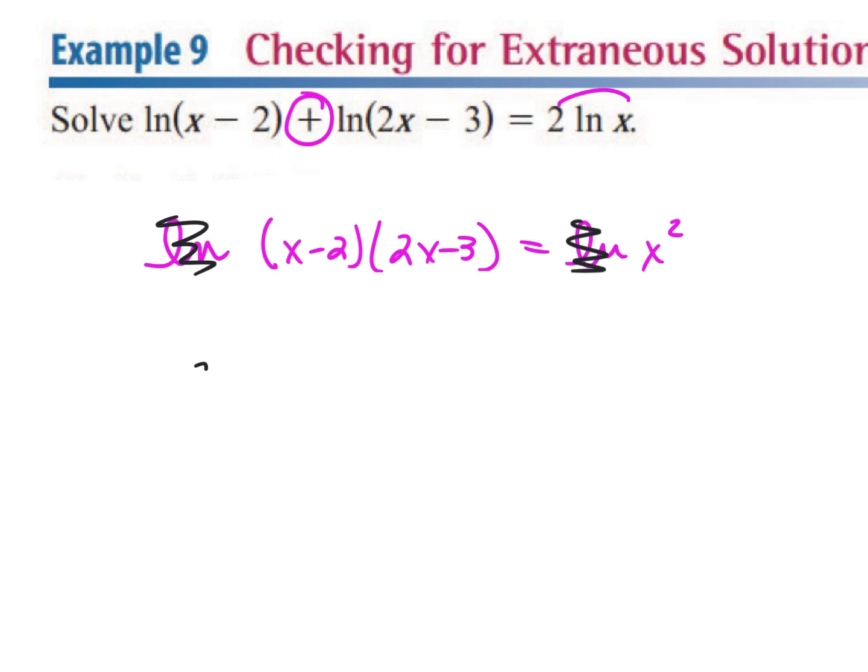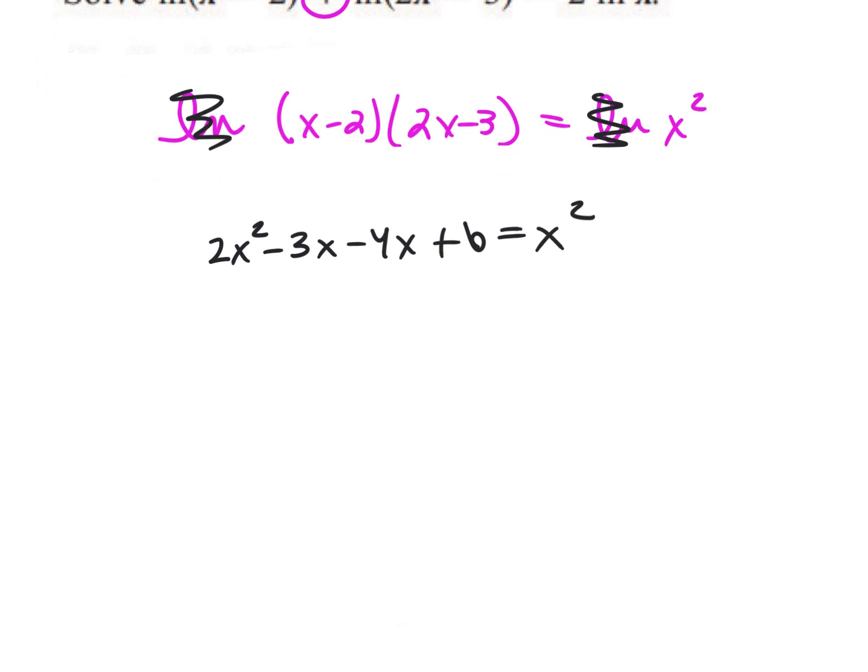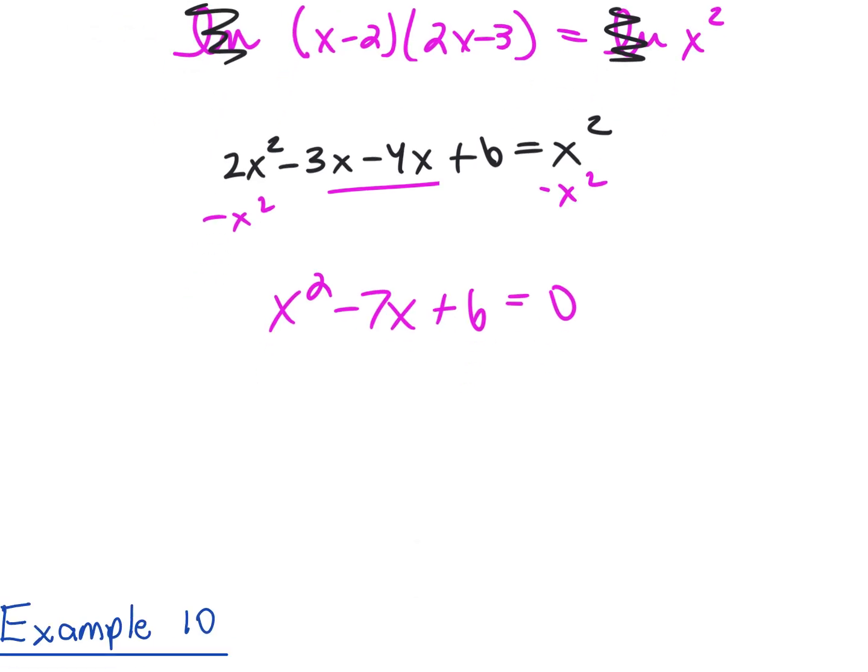FOIL, x times 2x is 2x squared. X times negative 3 is minus 3x. Negative 2 and 2x is minus 4x. Negative 2 and negative 3 is positive 6, okay, equals x squared. Combine like terms and then move the x squared over. So if I move this x squared over and combine these, I have x squared minus 7x plus 6 equals 0. We solve this? What are the factors of 6 that multiply to give me 6 but add to give me a negative 7? X minus 1 and x minus 6. So x equals 1 and x equals 6.